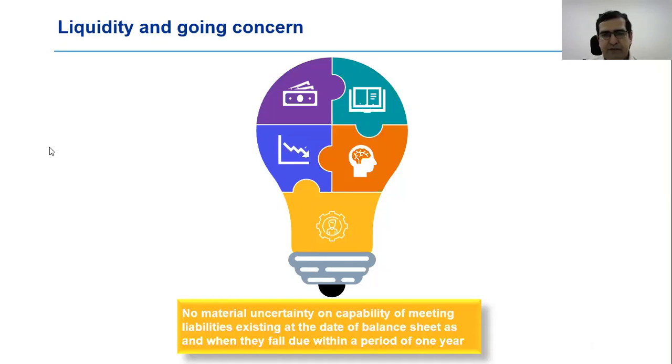So to simplify the timeline, take the cutoff of 31st of March 2021, look at all the liabilities that are due within 1 year from 31st March 2021, and then perform the assessment whether the company will be able to meet those liabilities. But the assessment is done as of the date of the audit report.